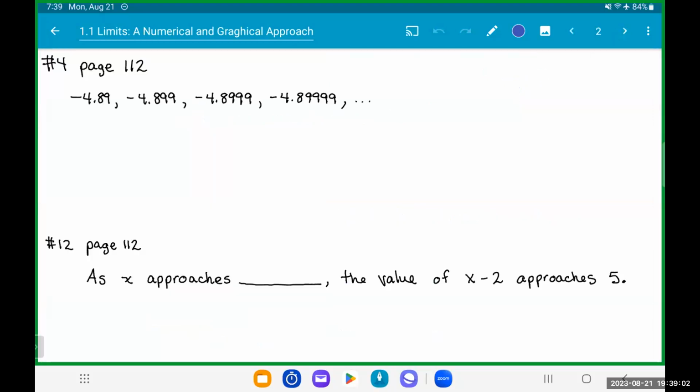Okay. So let's look at some examples, right? So this one we have negative 4.89, negative 4.899, negative 4.89999, and so on, right? And we want to determine the limit and write it using that notation of x approaches a from the left or x approaches a from the right. a is whatever that value is, right?